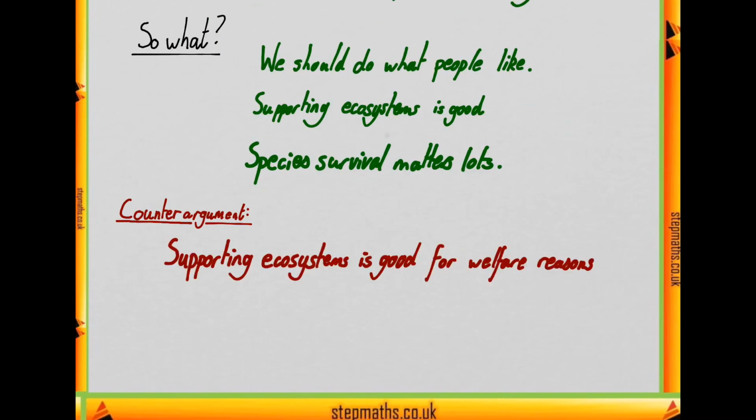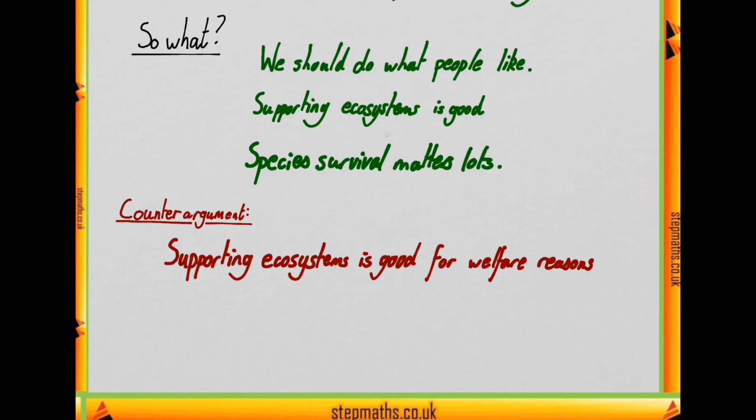Well, one argues that supporting ecosystems is good for welfare reasons. So if we say supporting ecosystems is good, that's for welfare reasons, and that's to do with animal welfare. Supporting ecosystems is good because it's good for animals, or because it's good for humans, and humans are animals, you might argue. So the justification is also to do with welfare.